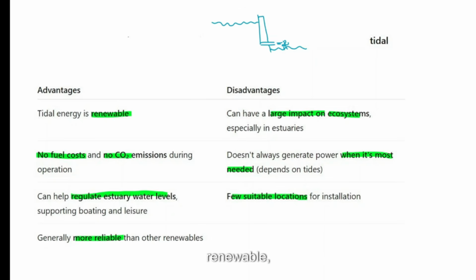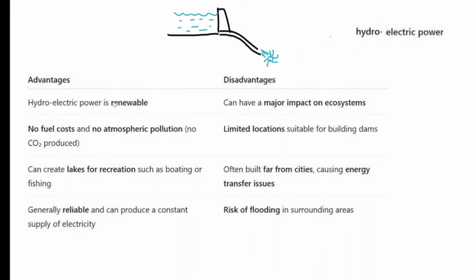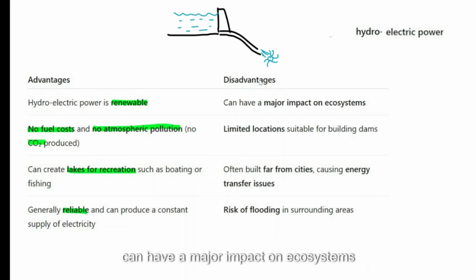Hydroelectricity, renewable, no fuel cost, no atmospheric pollutant like carbon dioxide. It can create lakes for recreation, which is a positive thing. It's generally reliable. Disadvantages: can have a major impact on ecosystems because you're flooding large areas, limited locations. These are often built far from cities, so we have to transfer energy.